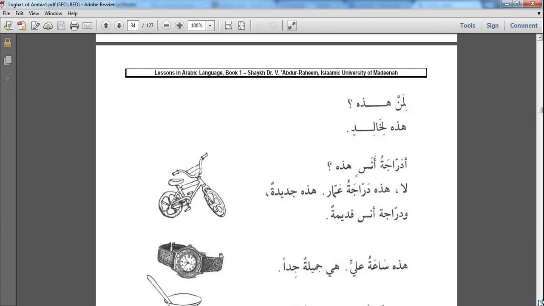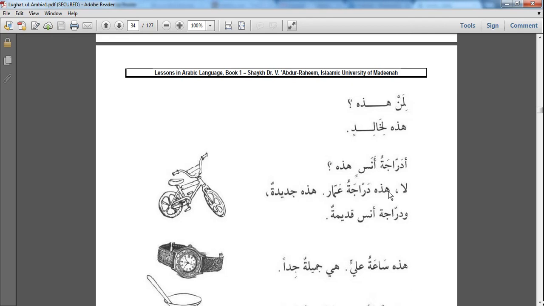لمن هذه? Who does it belong to? هذه لخالد. It belongs to Khalid. أدراجة أنس هذه? Is this Anas's bike? لا, هذه دراجة عمار. No, it is Ammar's bike. هذه جديدة. It is new. ودراجة أنس قديمة. And Anas's bike is old.